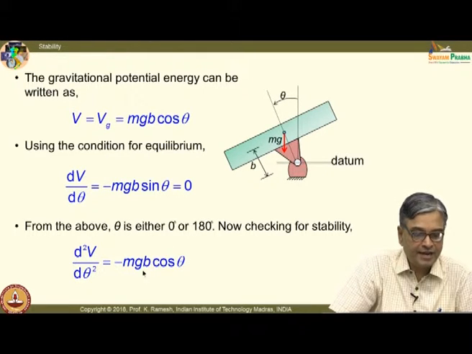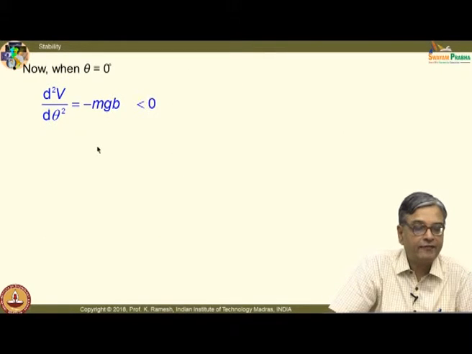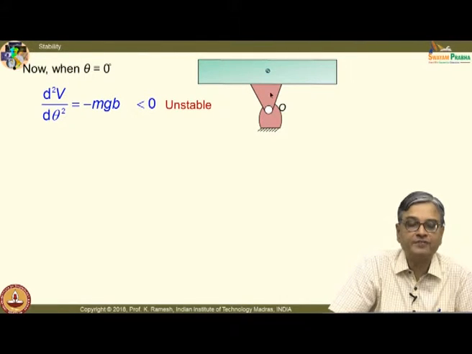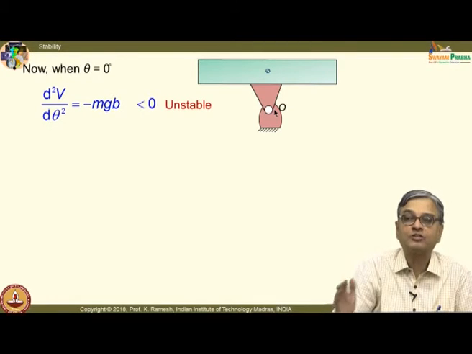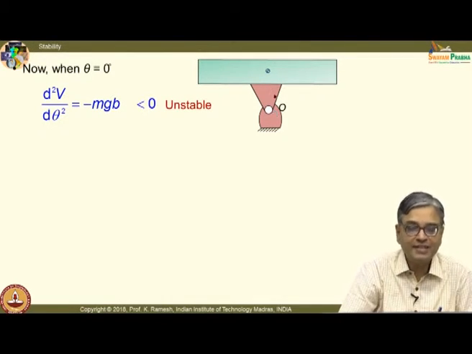Now, let us investigate what happens to this when theta is 0 or 180 degrees. So, you have cos 0 is 1. So, I find d squared V by d theta squared is negative, and this is unstable. So, if I sketch the configuration, this is the configuration when theta equal to 0, because theta is referred with respect to the vertical. And you can see I can balance it at this position.